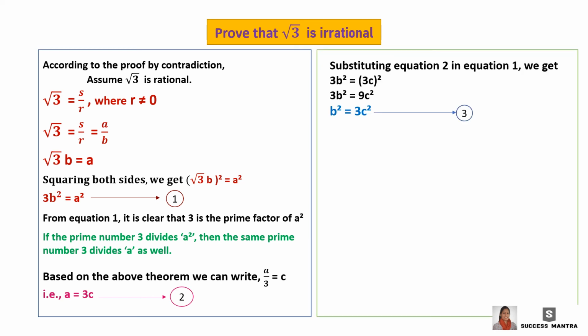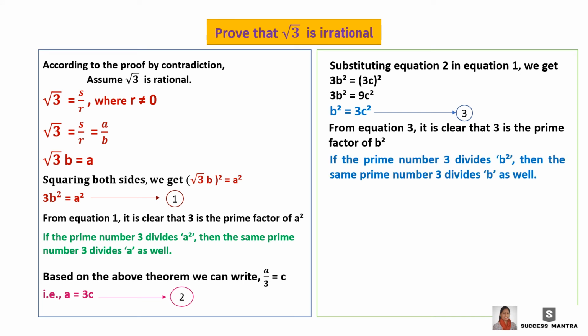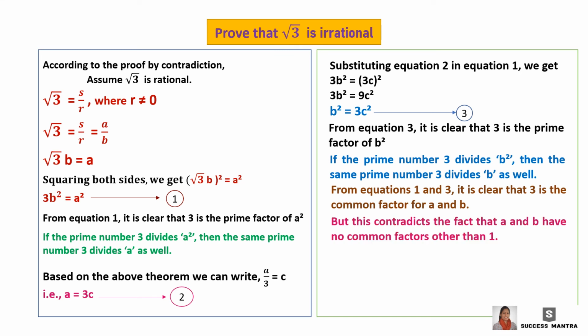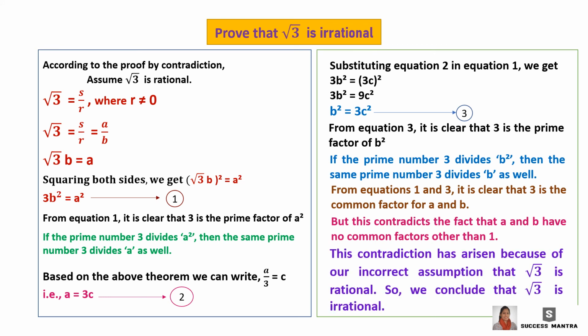Now substituting equation 2 in equation 1, we get 3b square is equal to 3c the whole square. That is 3b square is equal to 9c square. On simplification we get b square is equal to 3c square. In equation 3 it is clear that 3 is a prime factor of b square, and according to the theorem, if the prime factor 3 divides b square, then the same prime factor 3 divides b as well. So from equation 1 and 3 it is clear that 3 is a common factor for a and b other than 1. So a and b are not co-primes and this root 3 is not a rational number, it is an irrational number.